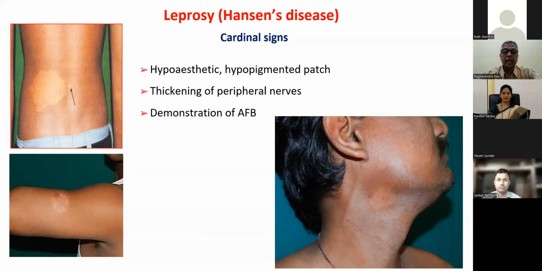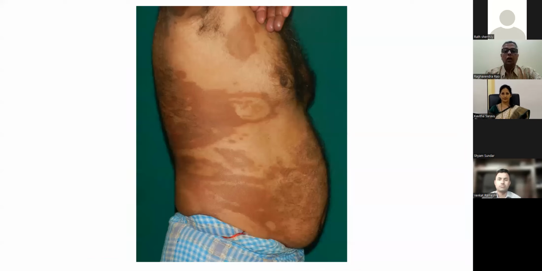And the third criteria is demonstration of acid-fast bacillus from the split skin smear specimens. So at least one sign should be there to make the clinical diagnosis of leprosy. So not all patients will present with hypopigmented patches.